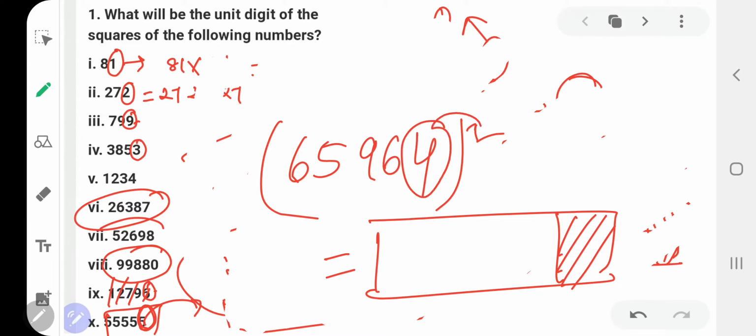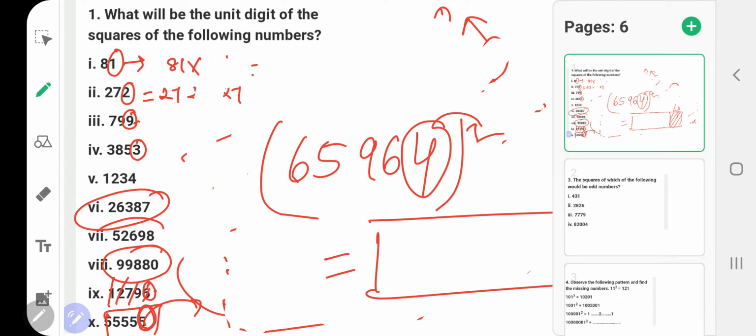That will be 4 squared, that is 64. So even here you will get 4. 64, 4 is the unit digit. So the unit digit will be 4 for the square of this big number. Got my point clear now?